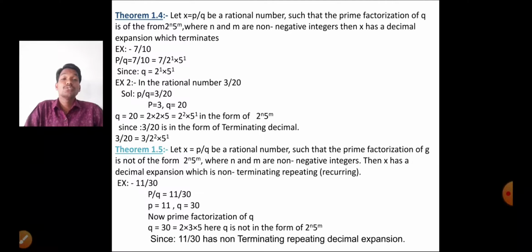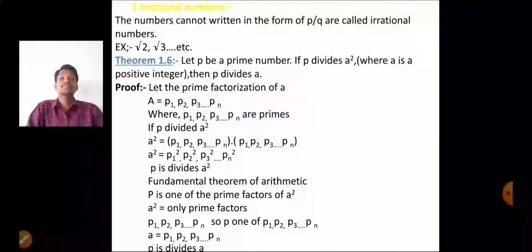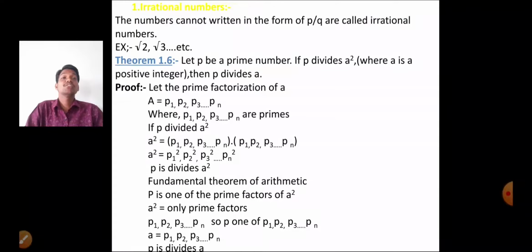So note what we have observed in 1.4 and 1.5. If q is in the form of 2 to the power of n, 5 to the power of m, then it is a terminating decimal. If q is not in that form, it is a non-terminating, repeating decimal. Numbers that cannot be written in the form p by q are irrational numbers, like root 2 and root 3.